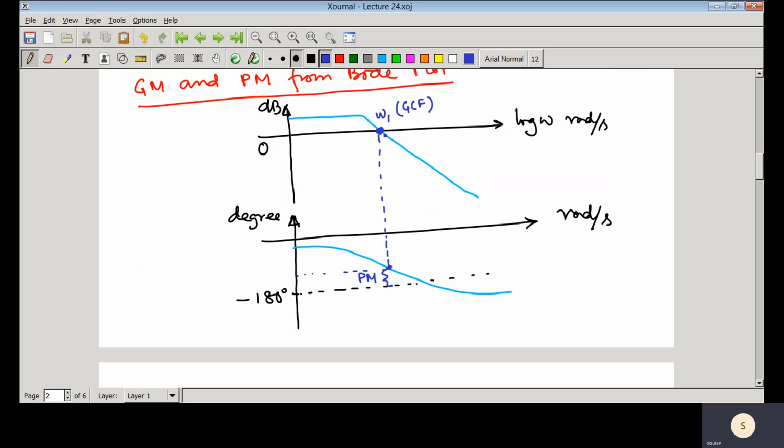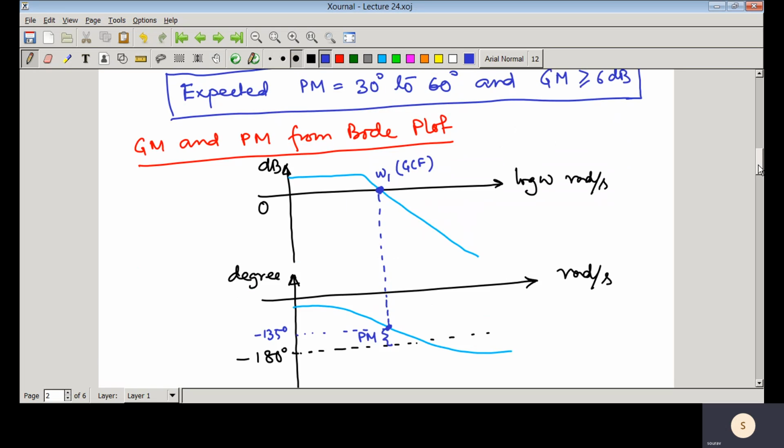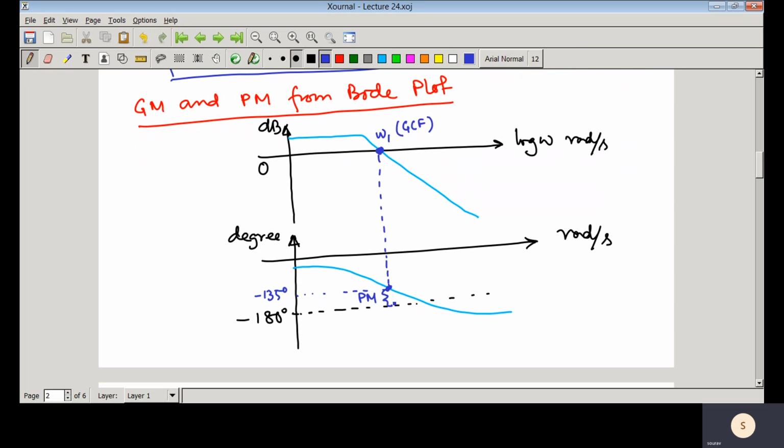That means this is the frequency where the magnitude of that loop transfer function is equal to 1. That means this is that gain crossover frequency. We first find at gain crossover frequency what is that phase. Suppose this is, for example, 135 degree, and then 180 minus 135 degree. That means how much angle if we just add here such that it would be minus 180 degree. So that would be actually 45 degree. So that's why in this particular case that phase margin is 45 degree.